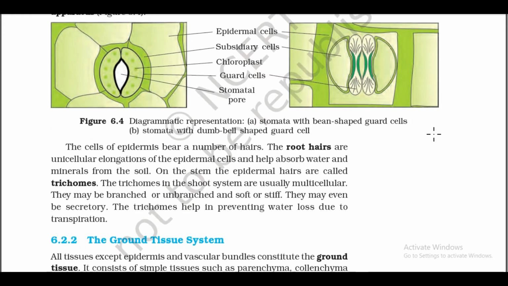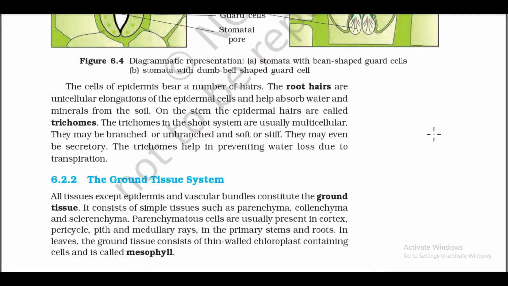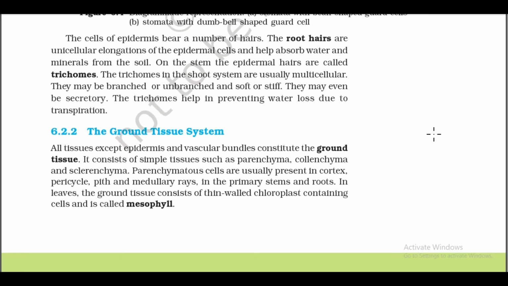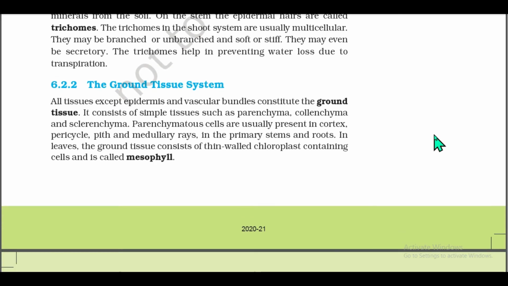The cells of epidermis bear a number of hairs. The root hairs are unicellular elongations of epidermal cells and help absorb water and minerals from the soil. On the stem, the epidermal hairs are called trichomes. The trichomes in the shoot system are usually multicellular. They may be branched or unbranched and soft or stiff. They may even be secretory. The trichomes help in preventing water loss due to transpiration.